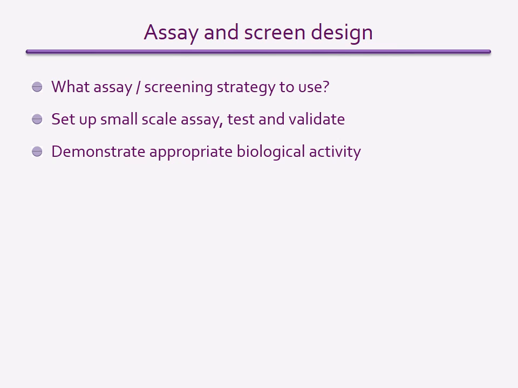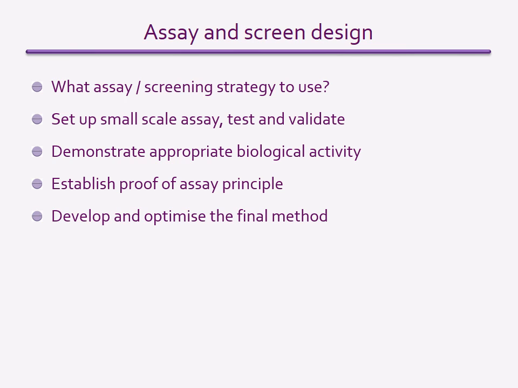The assay must be validated by establishing proof that the assay measures what is required and is reproducible and reliable. It is then scaled up and optimized for automated use in a high throughput system. It then has to be validated in its final high throughput form to ensure that it is fit for purpose.